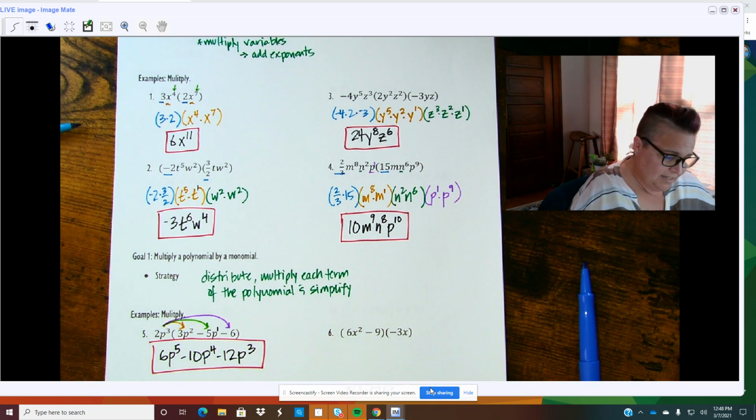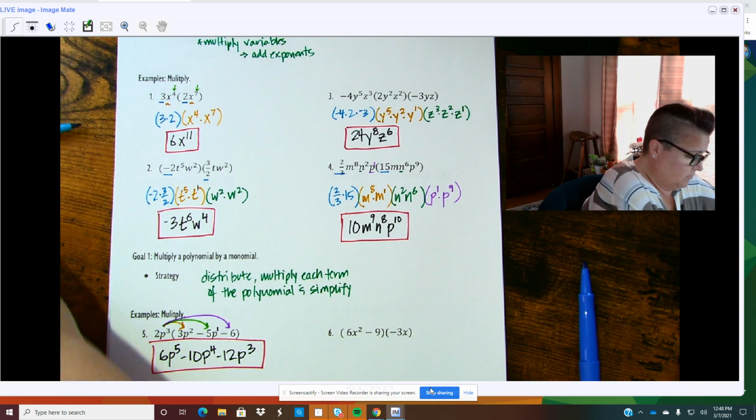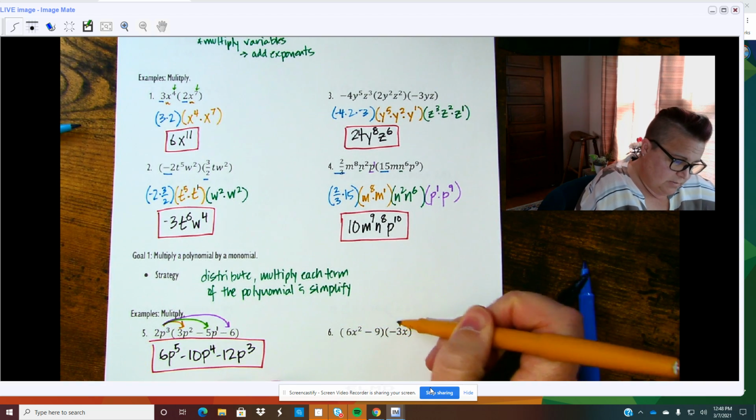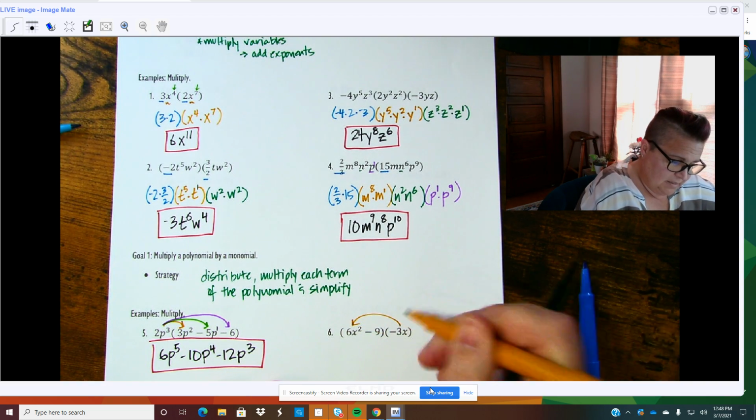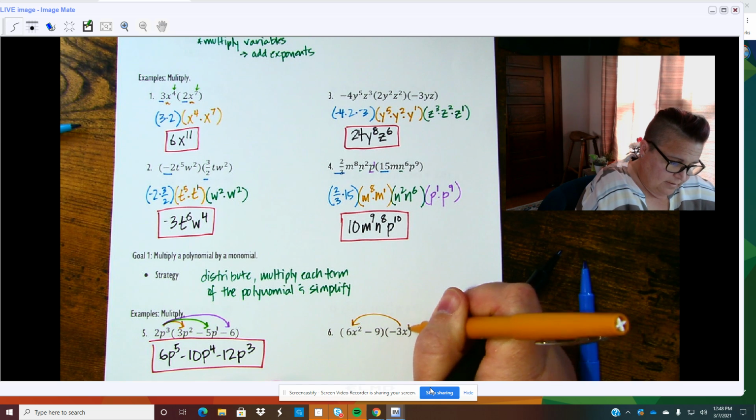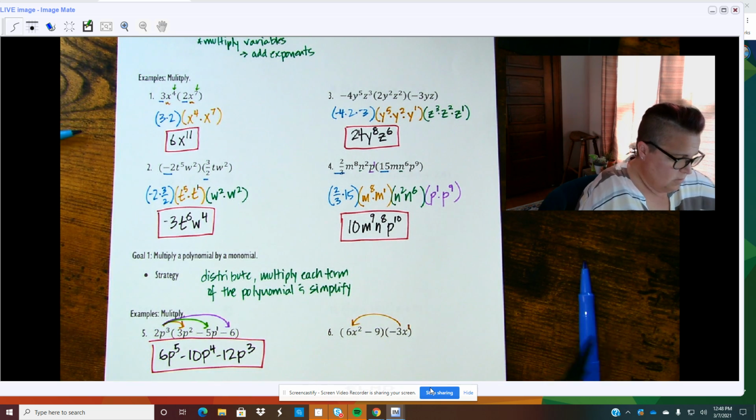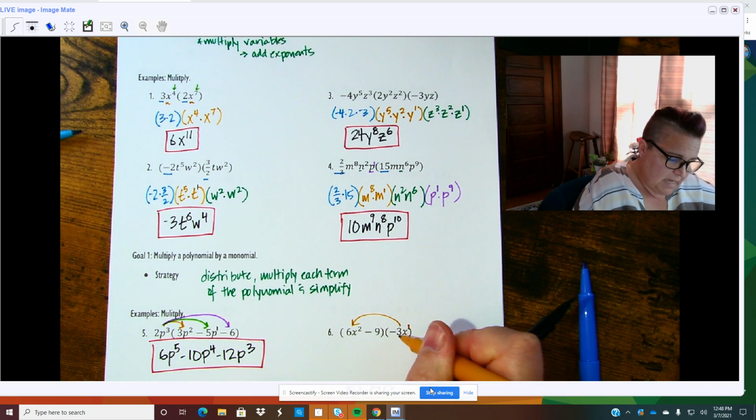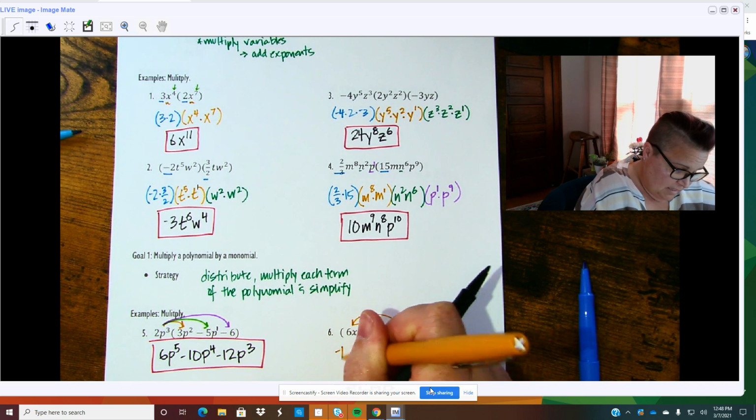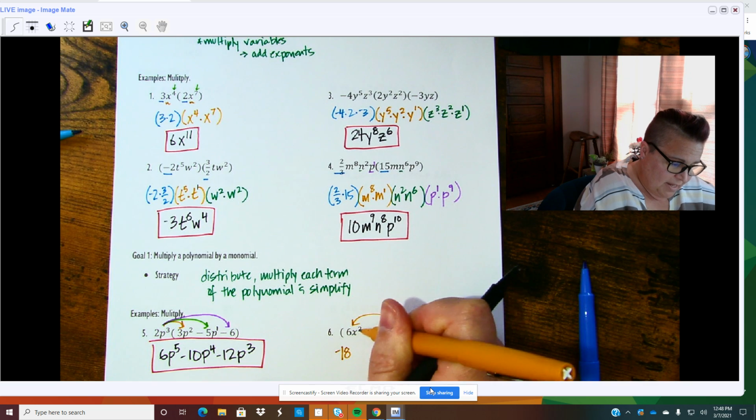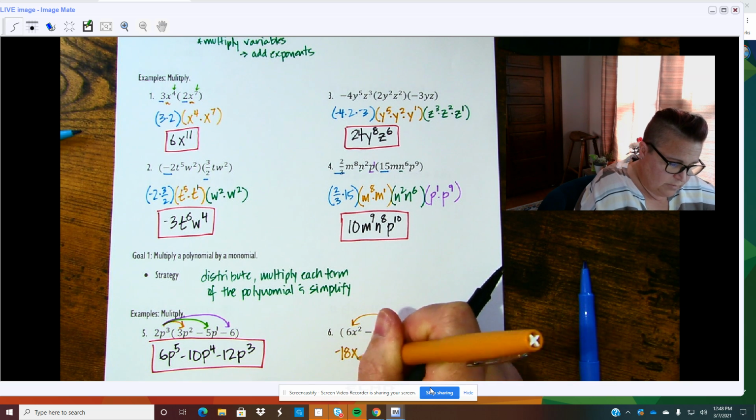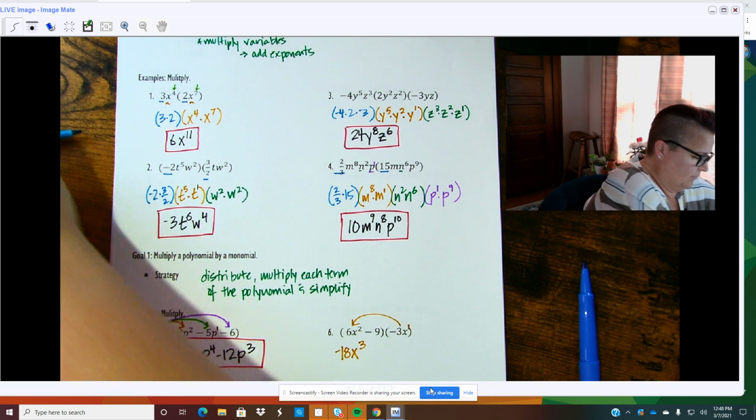Here I have a 6x squared minus 9 times a negative 3x. I am going to distribute. So I'm going to take that negative 3x times the 6x squared. This is x to the first, so I'm going to put that in there so I remember it. Multiplying my coefficients, I have a negative 3 times 6, which is a negative 18. I have an x squared times an x, which would be an x to the third.